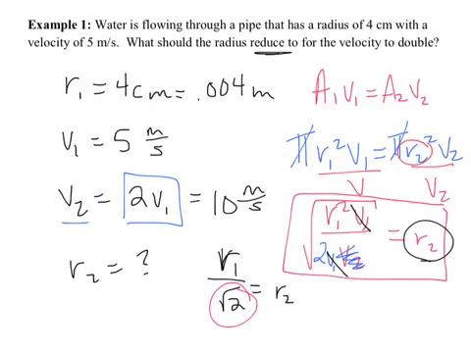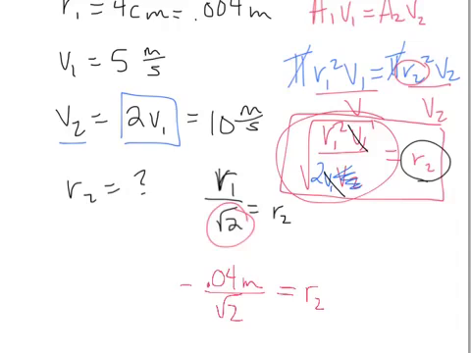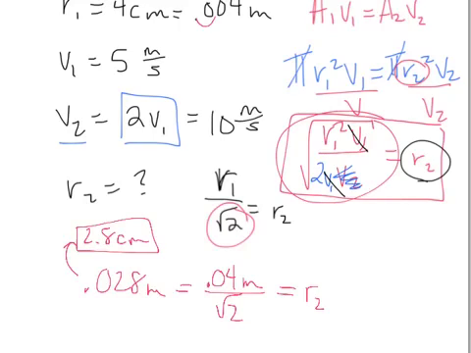So anyway, let's plug in numbers. We can either go back up to this stage and plug in numbers here before we plugged in the 2V1, or plug them in down here at the bottom. And I'm plugging in my radius of 4 centimeters, which is 0.04 meters, over radical 2. It gives me r2, which ends up equaling 0.028 meters. And this just becomes 2.8 centimeters, really. And I just realized at the top, this decimal should be moved over right there, so make sure you make that change.